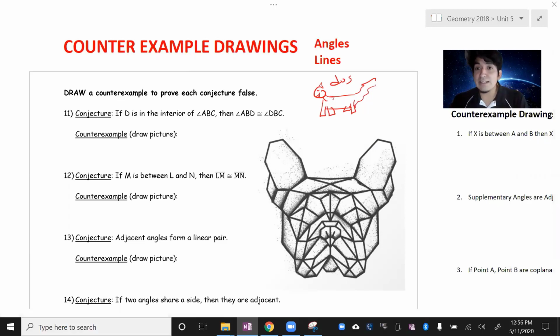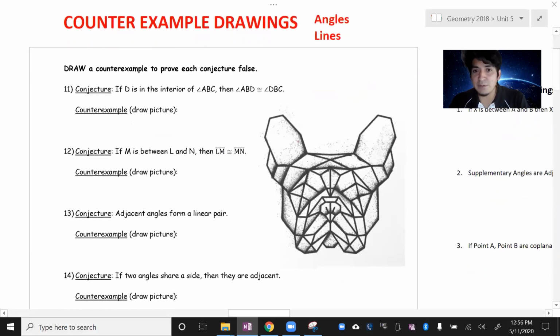So in this, you're asked to do it with lines and angles. You're actually going to make them as perfect little straight lines, and then describe it with what you're given. Like for number 11, if D is the interior of angle ABC, then ABD is congruent to DBC. So that means you're going to have to draw that particular angle.